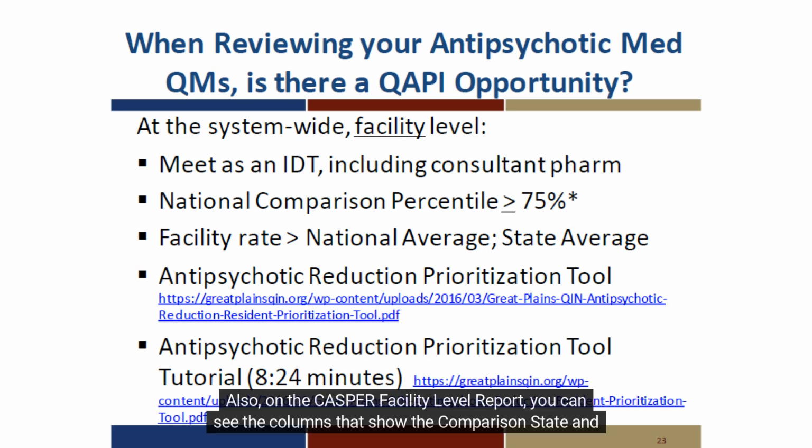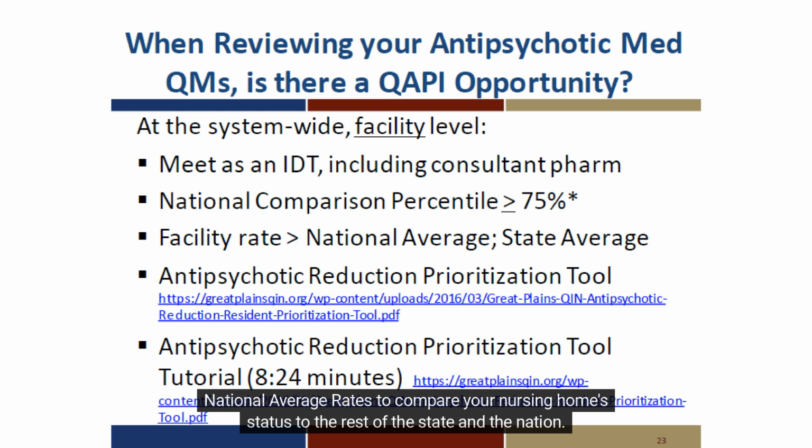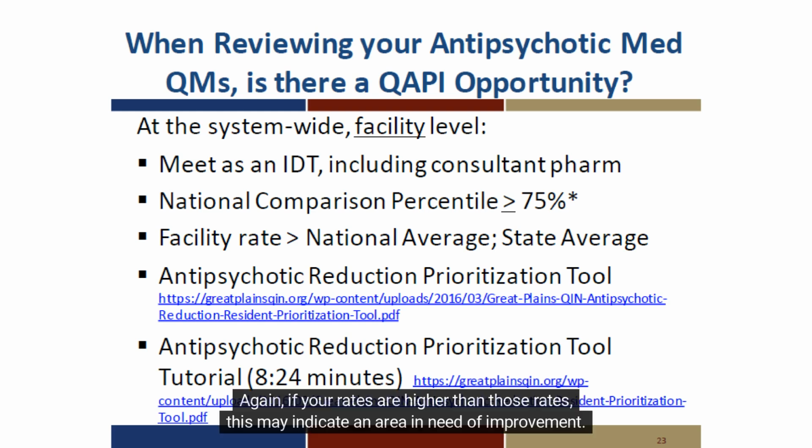Also, on the CASPER facility level report, you can see the columns that show the comparison state and national average rates to compare your nursing home status to the rest of the state and the nation. Again, if your rates are higher than those rates, this may indicate an area in need of improvement.